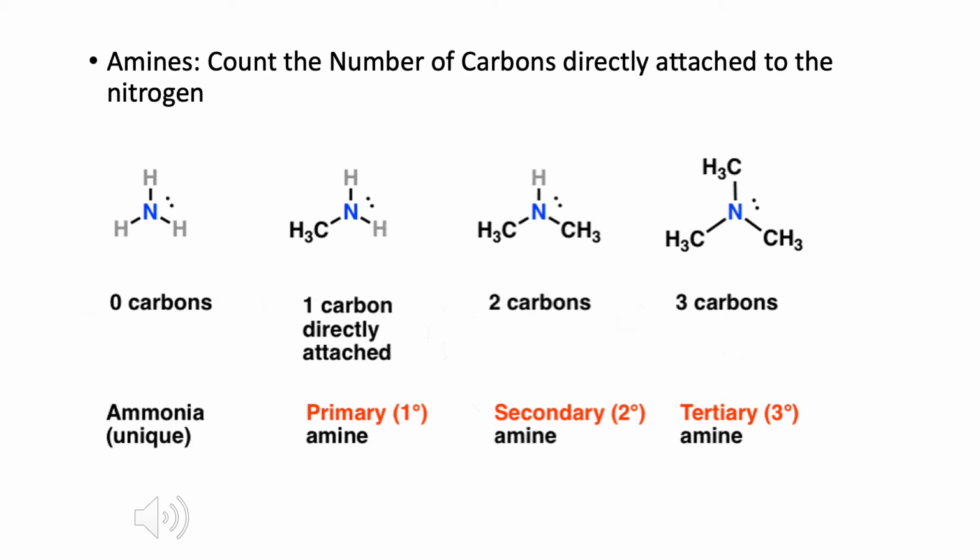So in the first molecular structure, we can see that there's 0 carbons being bonded to nitrogen, which means it is considered unique. In the second molecular structure, we can see that there's 1 carbon directly attached, which is considered a primary amine. The third diagram demonstrates 2 carbons, which is considered a secondary amine. Lastly, we can see that there's 3 carbons, which is considered a tertiary amine.